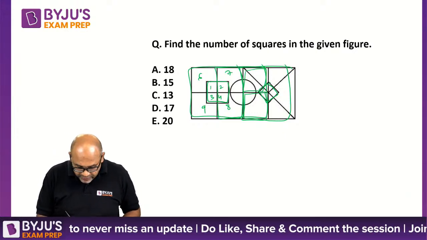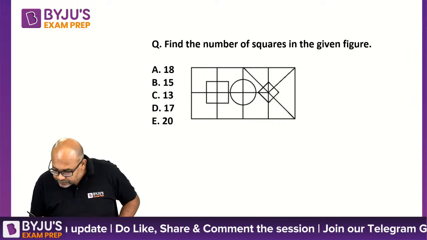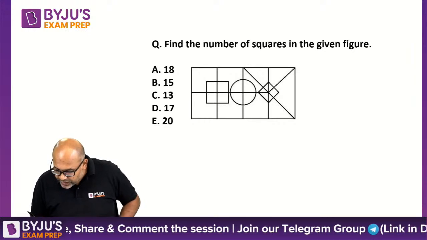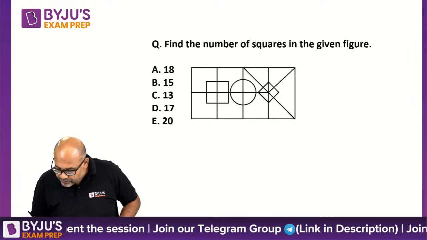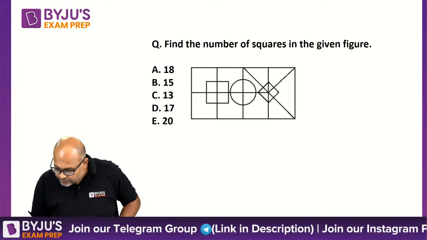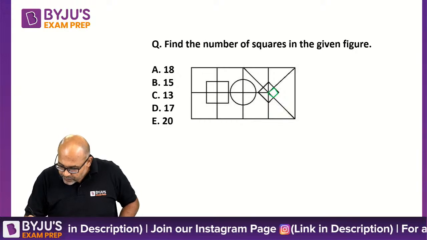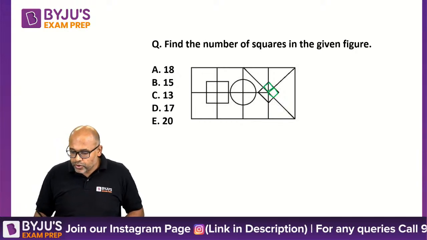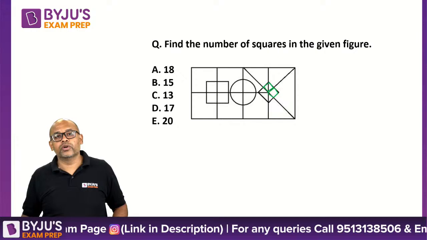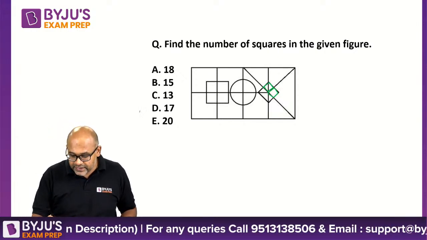Let me see if I counted everything. 15 squares. Yes, 16, 17. So there are totally 17 squares that I can count. Okay, so totally the correct answer is 17.